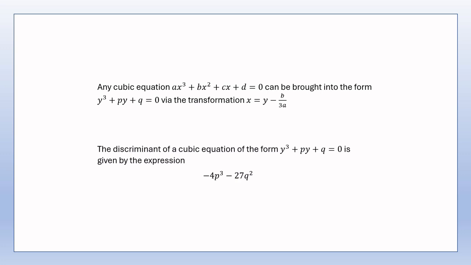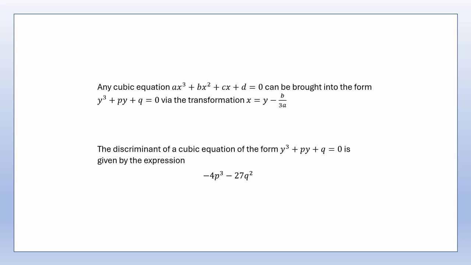The discriminant of a cubic equation of the form y cubed plus py plus q equals 0 is given by the expression minus 4p cubed minus 27q squared, and I won't explain in this video where this expression comes from because it would take far too long. However, this expression, or something very closely related to it, appears in the cubic formula. There's a discriminant for the cubic equation ax cubed plus bx squared plus cx plus d equals 0, which is a more complicated expression, but since any cubic can be expressed in this reduced form, then we can get away with just considering the discriminant of the reduced form.